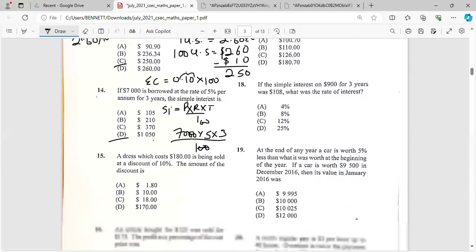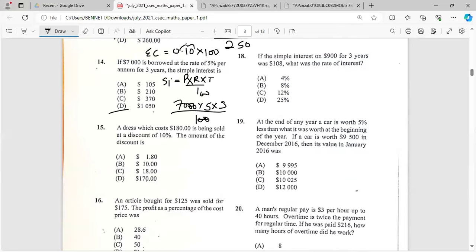Alright, a dress which costs $180 is being sold at a discount of 10%. The amount of discount, 10%, is dividing by 10, right? So that's 18. Notice they asked for the discount amount. They didn't ask for how much a customer would pay.